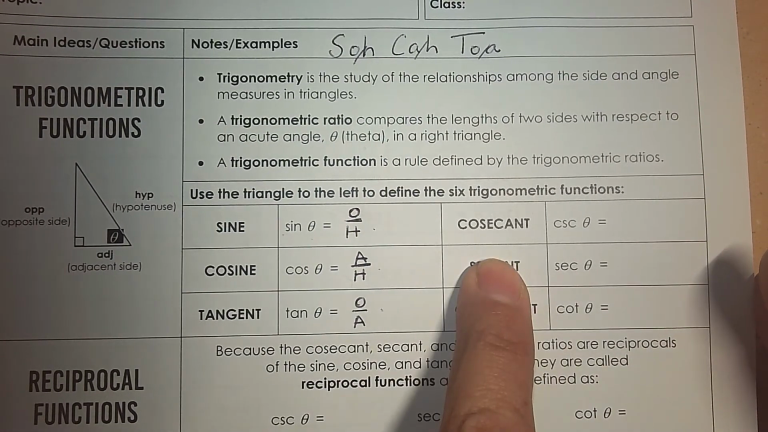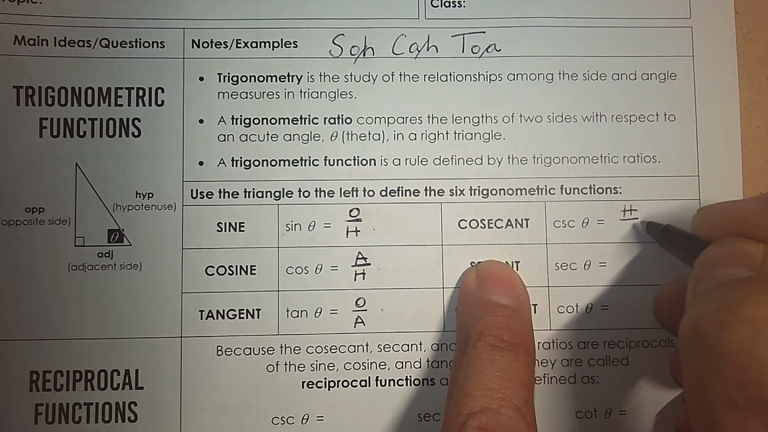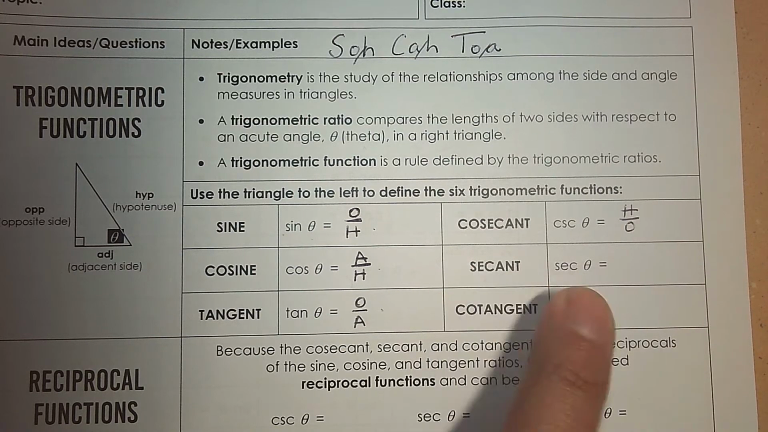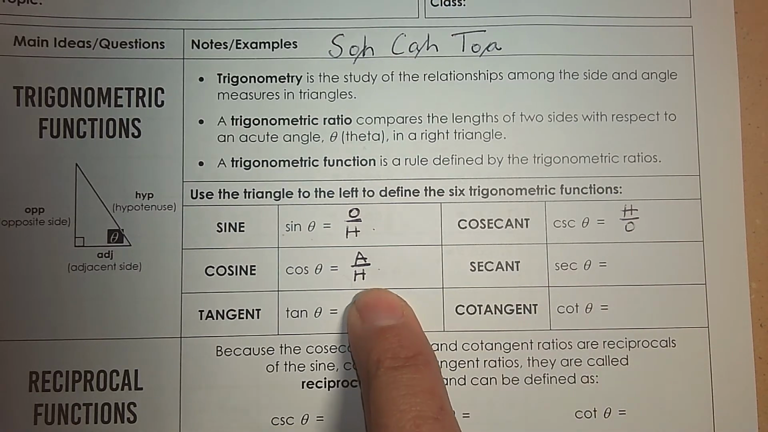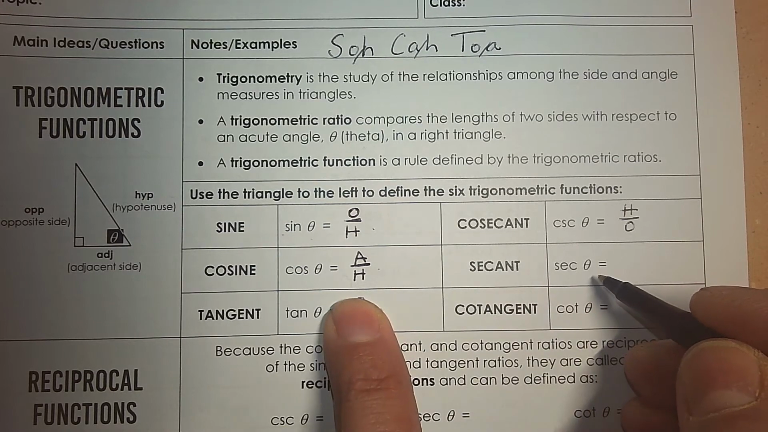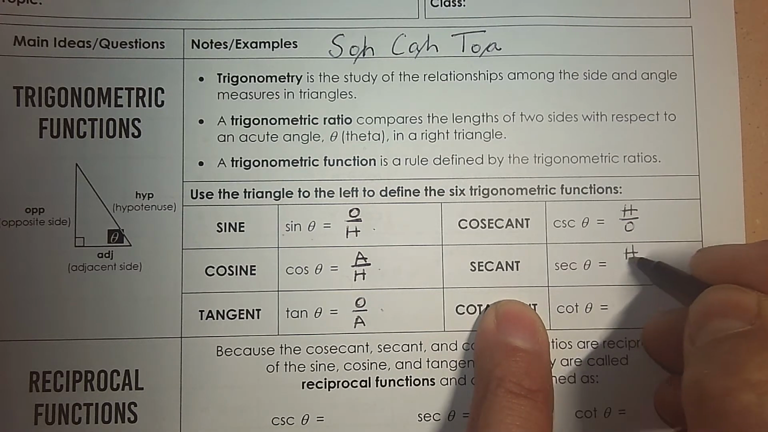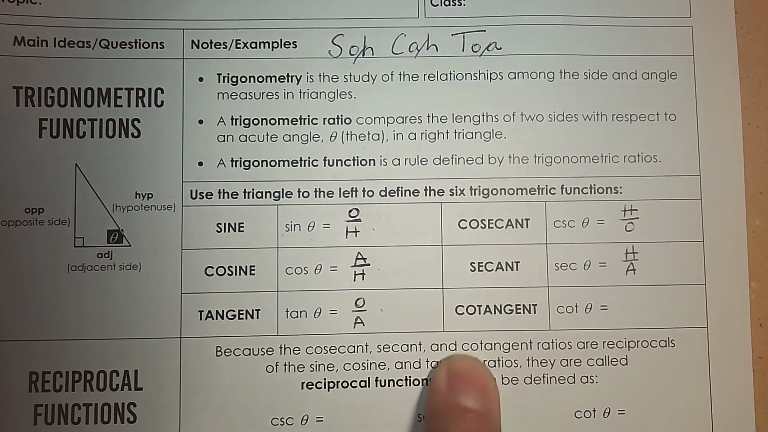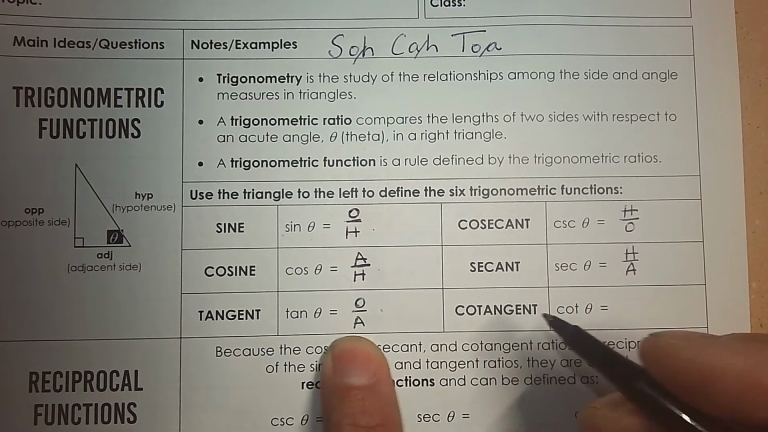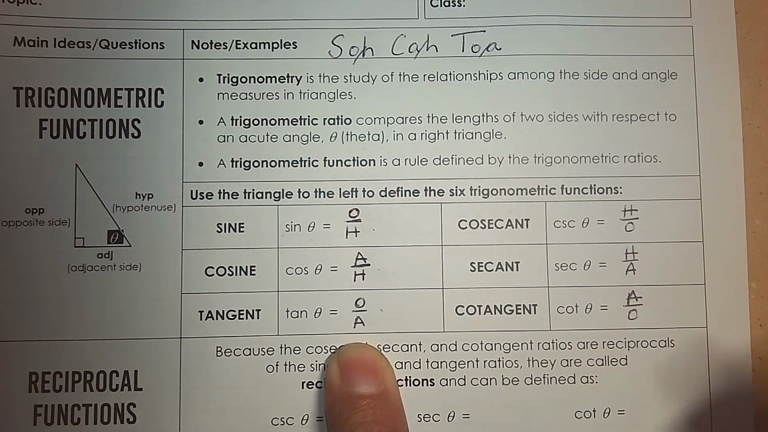Cosecant is the reciprocal of sine. So it is hypotenuse over opposite. Secant is the reciprocal of cosine. And cotangent, which will be the easiest one to remember, is the reciprocal of tangent, which is adjacent over opposite.